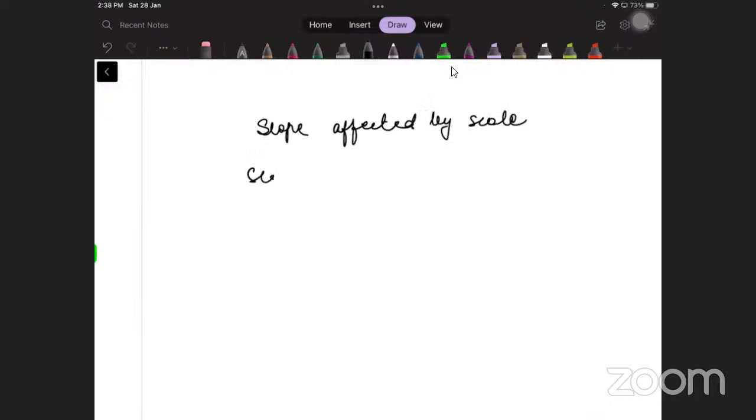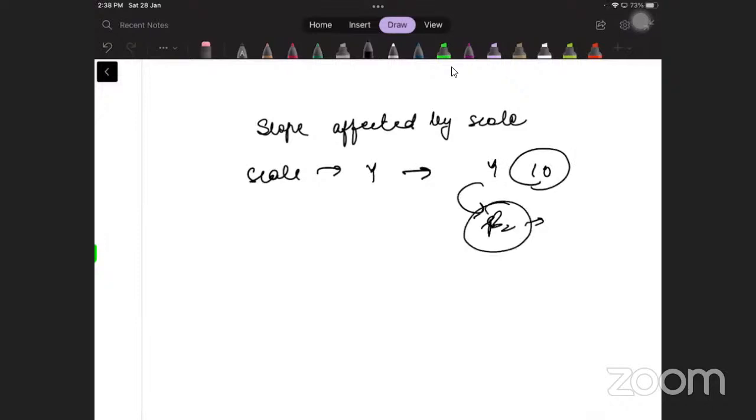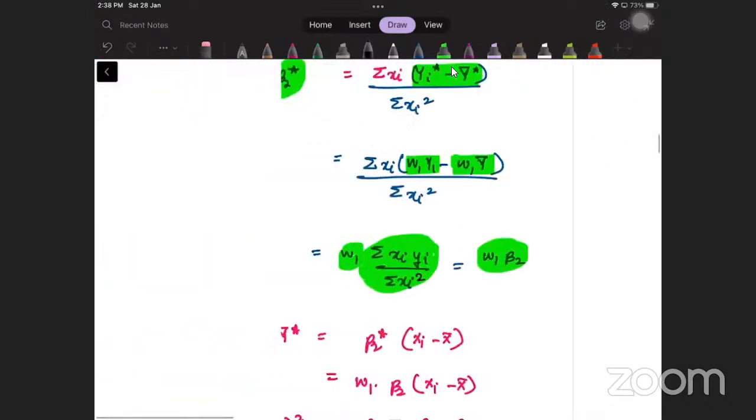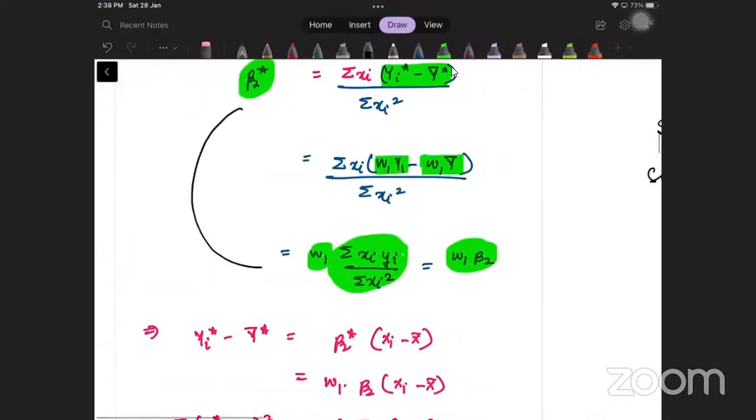If you scale your y's, suppose each y is multiplied by 10, then the slope, beta 2, will also be multiplied by 10. This is what this is saying. So slope is affected by scale.